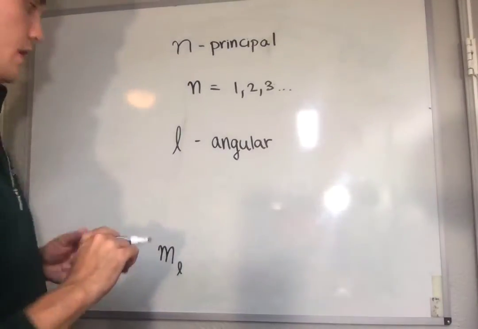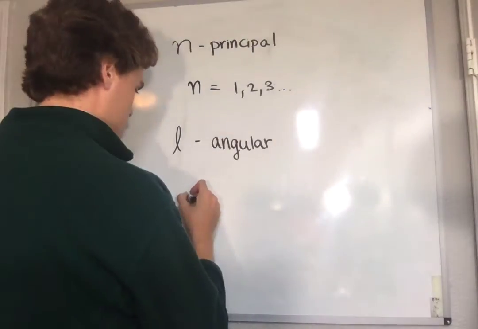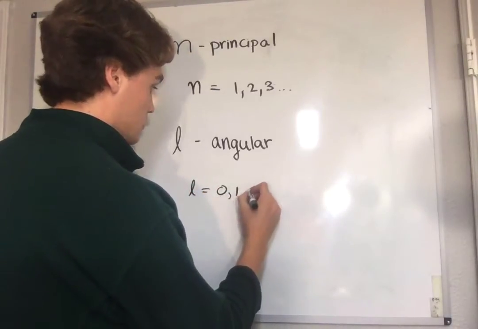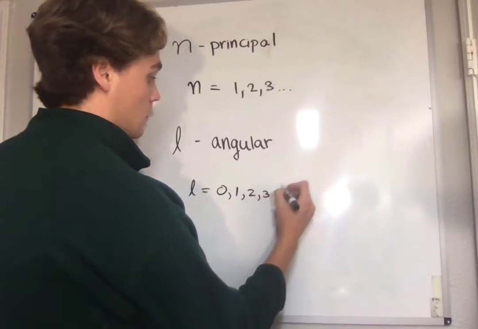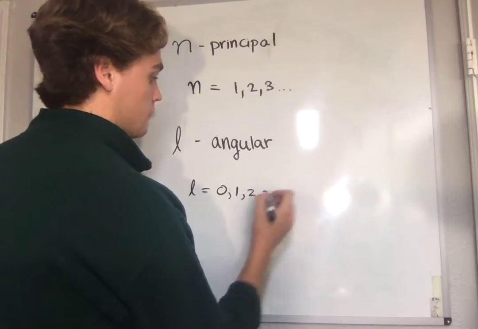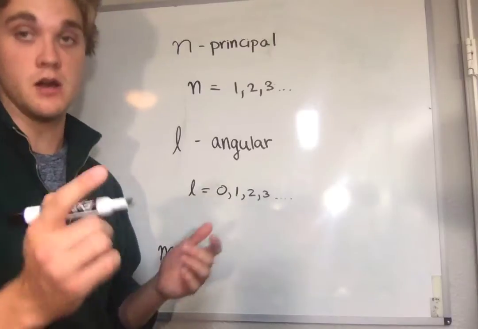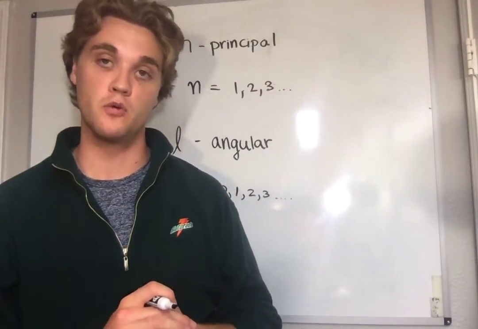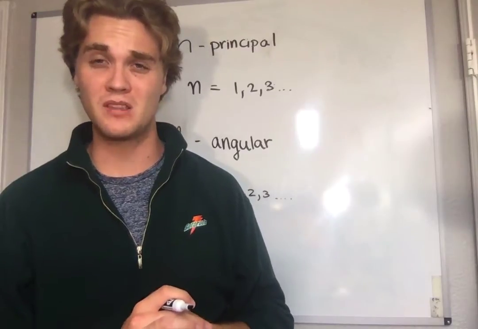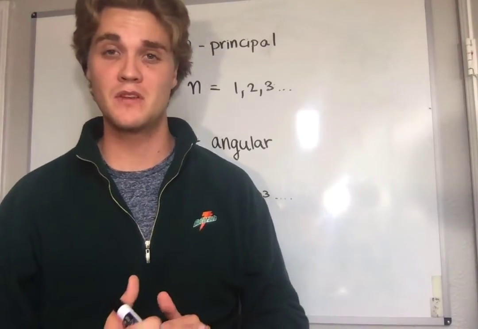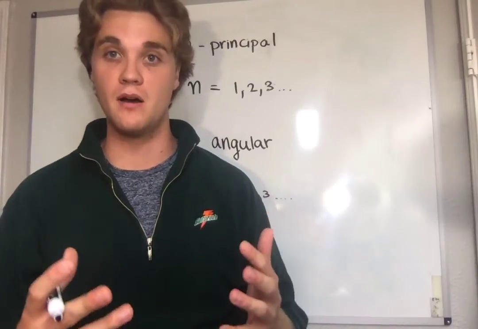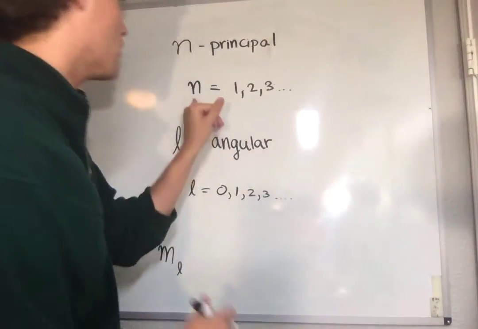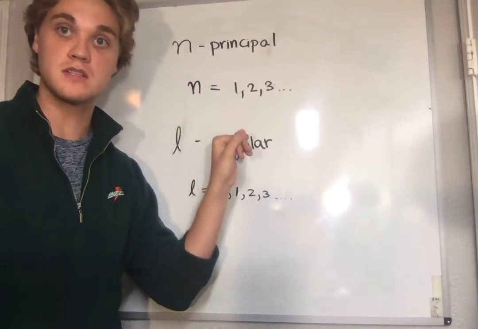First, let's go over the rules of L. L can be 0, and then 1, 2, 3, all the way up to infinity? No. There's a limited number of shapes that you can have for an orbital, which is kind of weird to think about, but it's quantum mechanics. There's a quantifiable amount, meaning I can count it on my fingers, of shapes you can have for a given n, so for a given size of orbital.